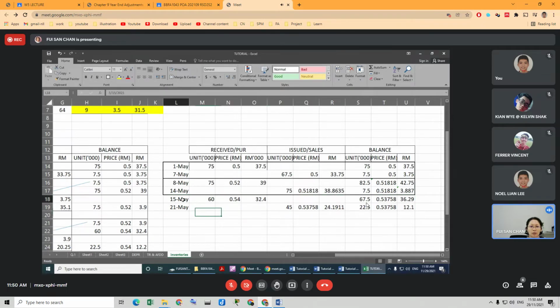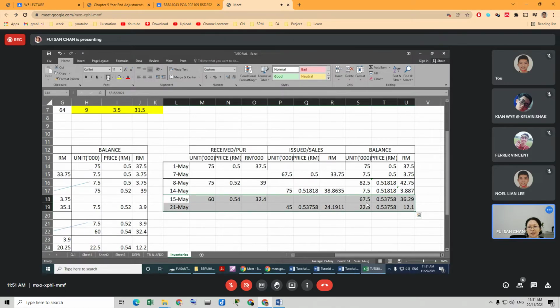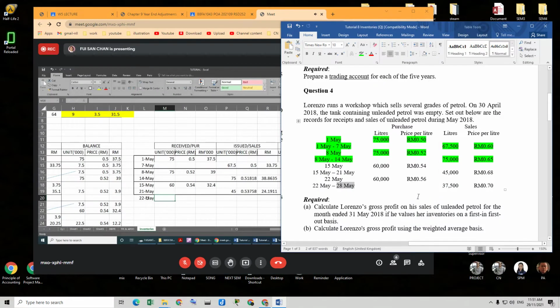Then we follow by week 3. Now in week 3, we have a new purchase some more. This time it's 0.56, really getting more expensive. So our total is this one times this one, right?